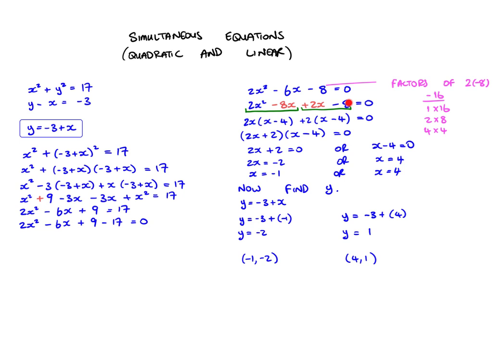So 2 times negative 4 gives me negative 8, so that works. And all that's equal to 0. I now know that if I've got all this here equal to 0, what I can do is bring these 2 terms together to give me 2x plus 2 multiplied by x minus 4 is all equal to 0.